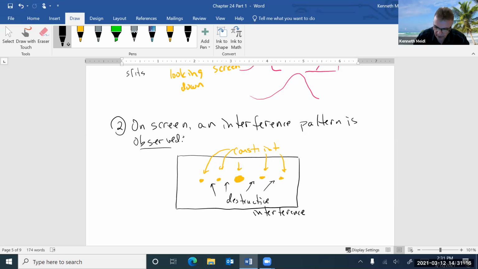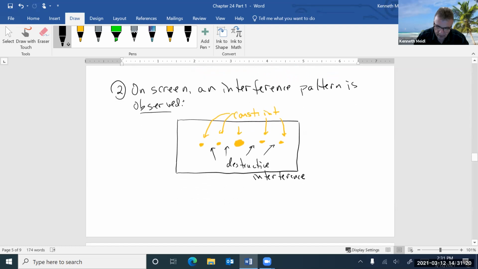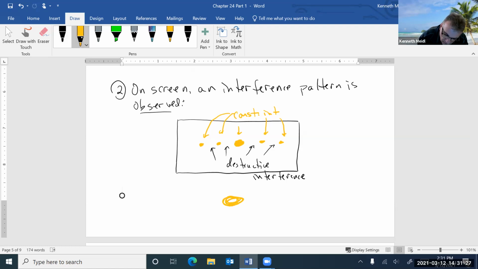And this pattern is given really some labels here. So if I blow up that picture, and maybe it looks like this, if you're really paying attention, you'll see how this makes sense here. This right here is called the central maximum.